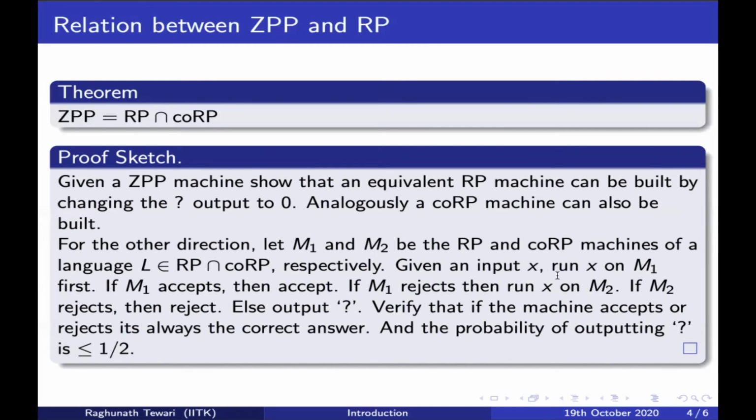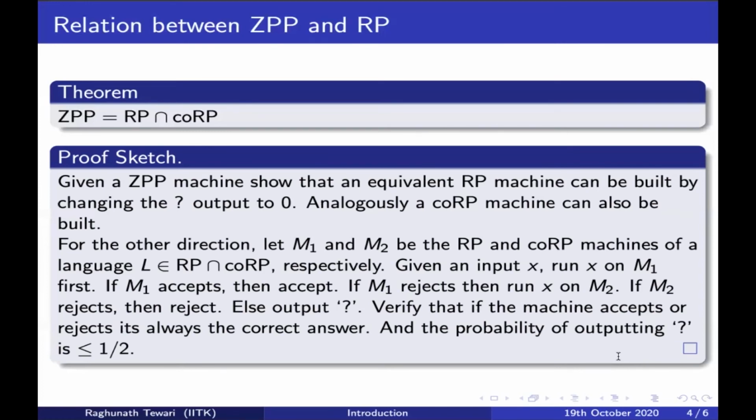Given an input X, first we run X on the machine M1. If M1 accepts, then we just halt and accept. If M1 rejects, then we run X on the machine M2. If M2 rejects, we again halt and reject. Otherwise, we output question mark. Now verify that if X was indeed in the language, then the machine M1 accepts with probability greater than half. Therefore, your entire construction also accepts with probability greater than half.